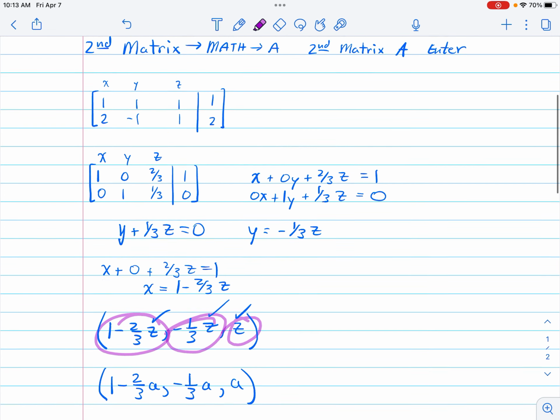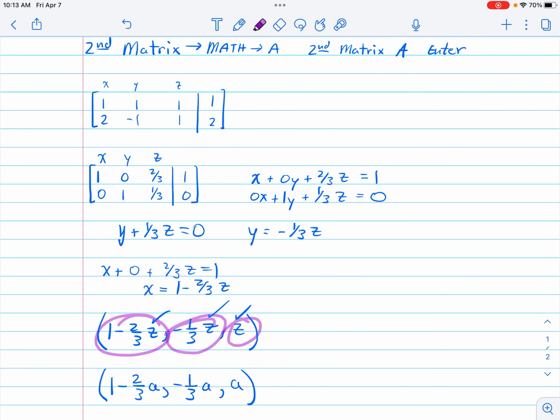But the point is, remember, it's just using the calculator. We're not doing Gaussian elimination by hand. So that's something to keep in mind. And I'm hopeful this will help you.